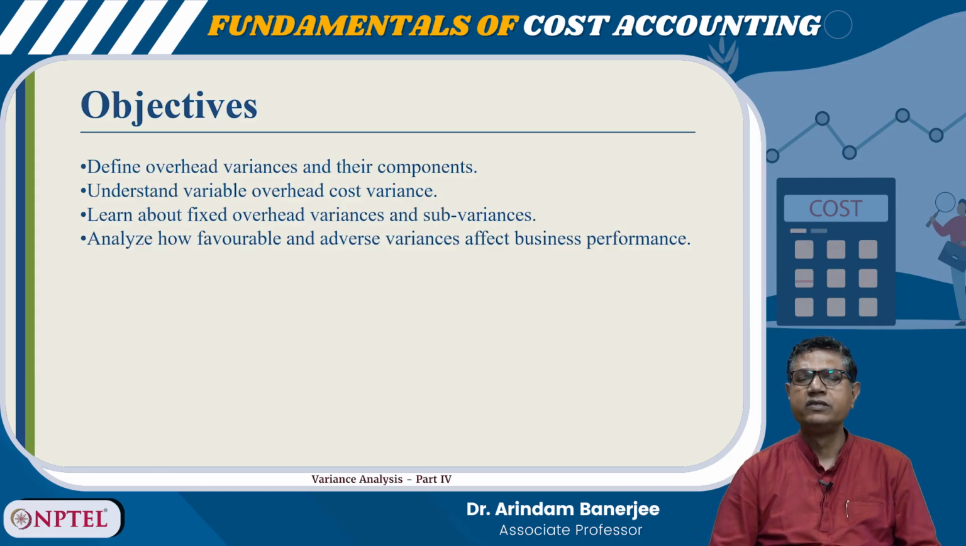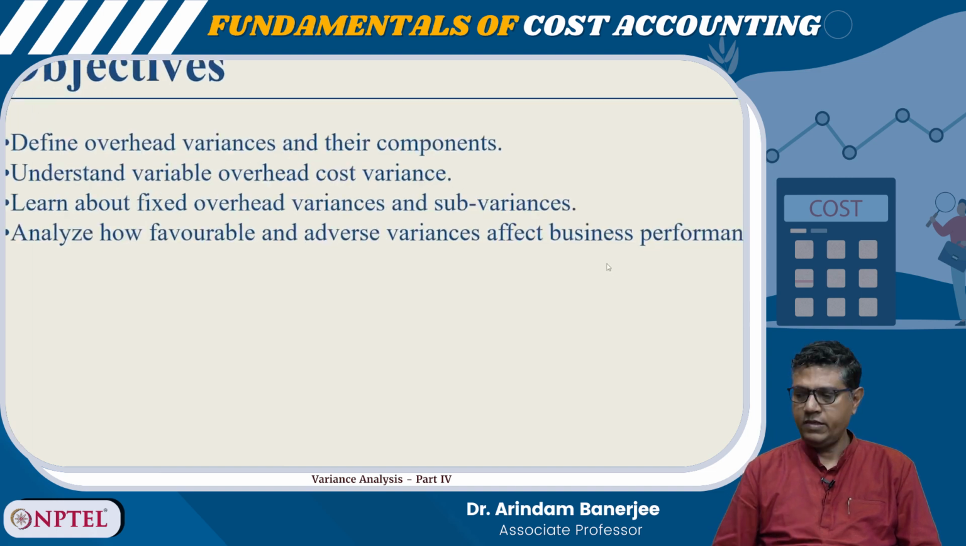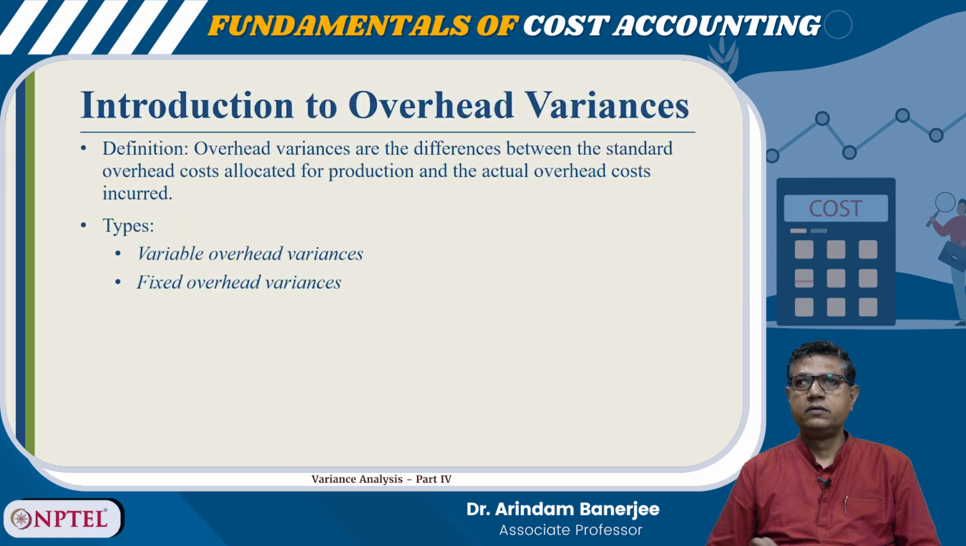So these are the objectives: define overhead variances and their components, understand variable overhead cost variance, learn about fixed overhead variances and subvariances, analyze how favorable and adverse variances affect business performance. Fine. So these are the objectives of this session. So, introduction. Overhead variances are the differences between the standard overhead costs allocated for production and the actual overhead costs incurred, right?